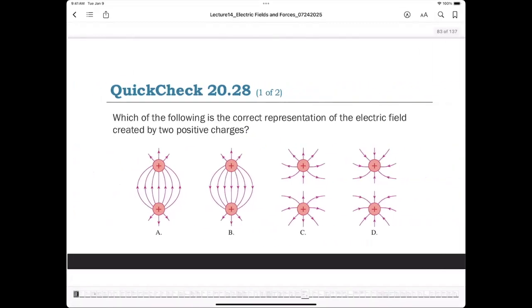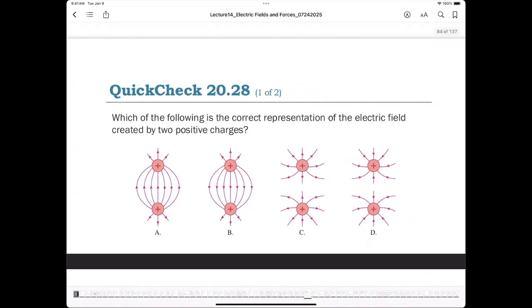Amazing, right? Okay, let's check some quick questions. Which of the following is the correct representation of the electric field created by two positive charges? You can see these are positive charges, which means the electric field will be outward, not inward. But here it is inward, so this one is not right. Here is also inward, not right.